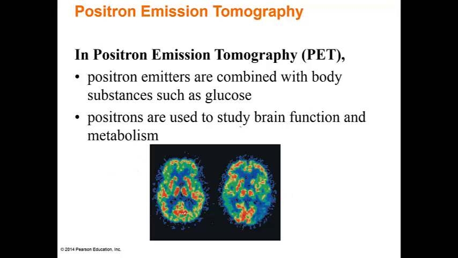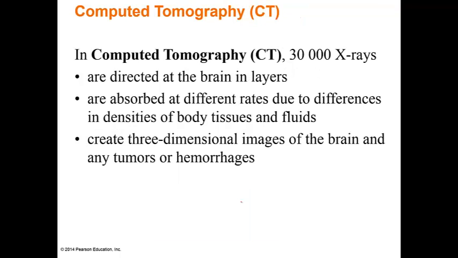So right here, positrons are used to study brain functions and metabolism. So mine will probably be mostly cool blue because that means there's not much functioning going on. You know how it goes. But so we get these images, right?